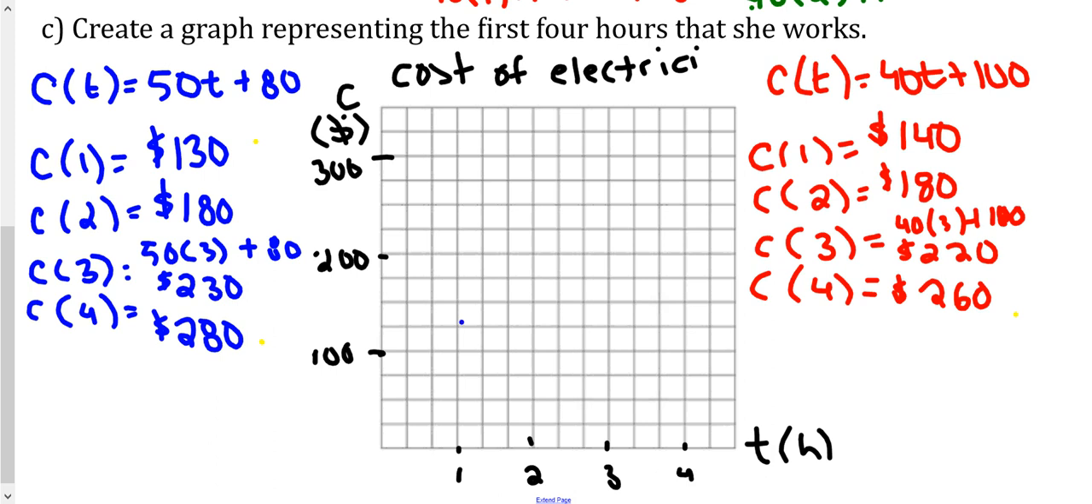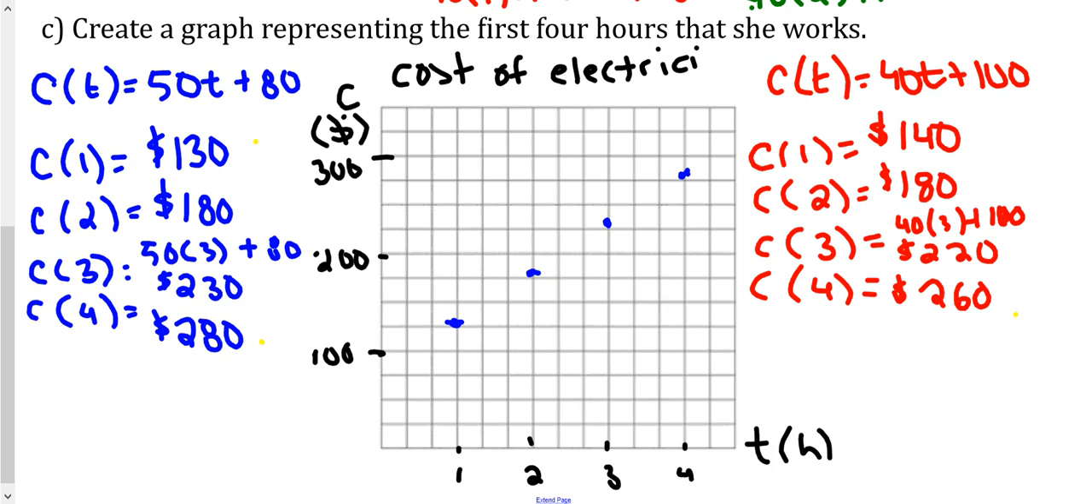After 1 hour, I'm at 130, so slightly above 125. After 2 hours, I'm at 180, so slightly above 175. After 3 hours, I'm at 230. And after 4 hours, I'm at 280. All right, a nice straight line again, because we see it has a constant rate of change. It should be a straight line.